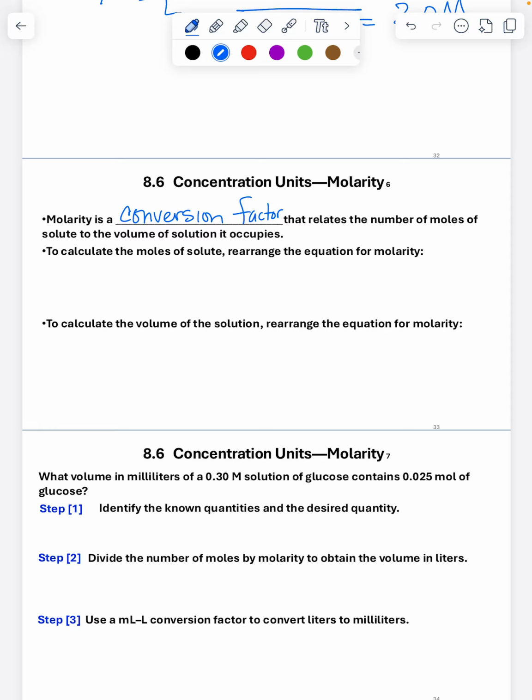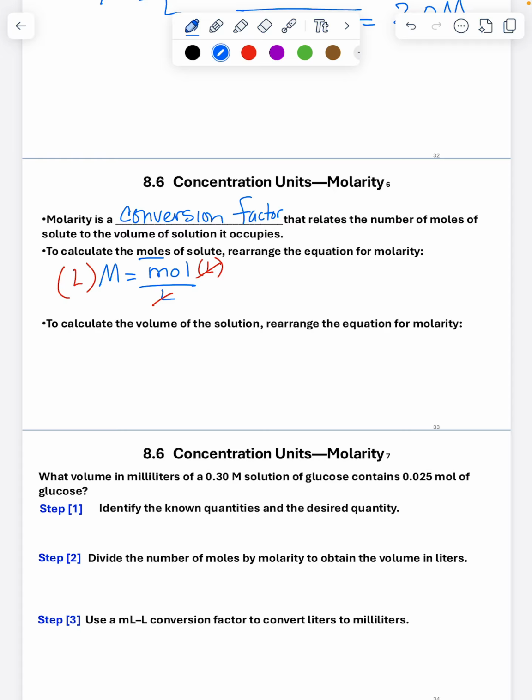I'm sorry, let me back up. If we want mole, we want to get rid of liters. And so liters is on the bottom, so we're actually going to multiply both sides by liters. And so here, the liters would cancel, and we would be left with a new equation that would say mole is equal to molarity times your volume in liters. And so that is how you would rearrange if you were solving for moles.